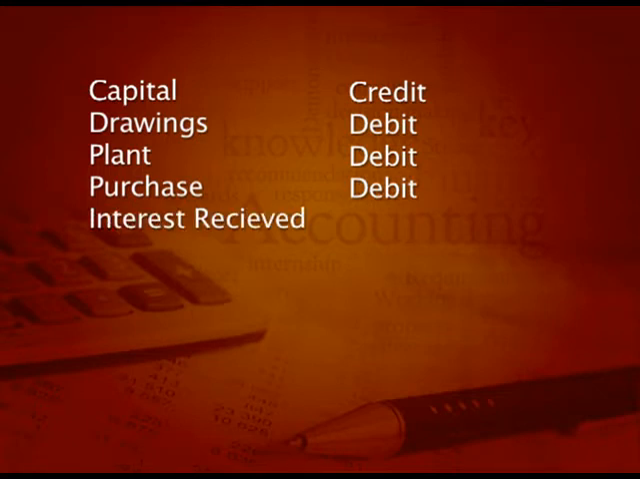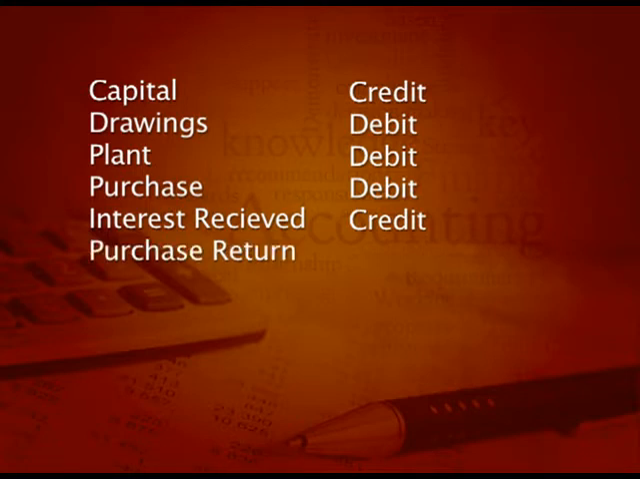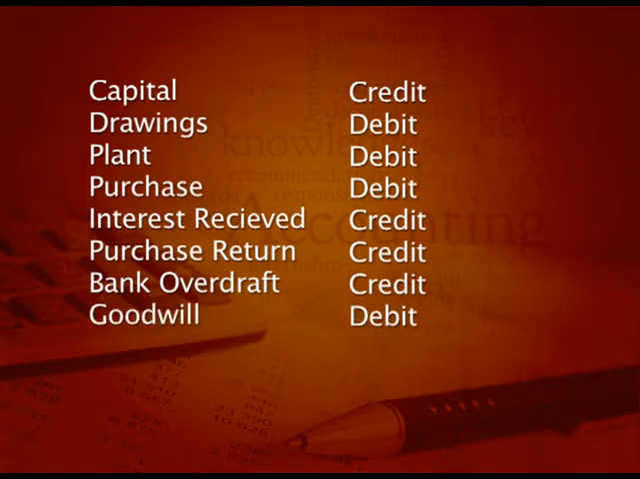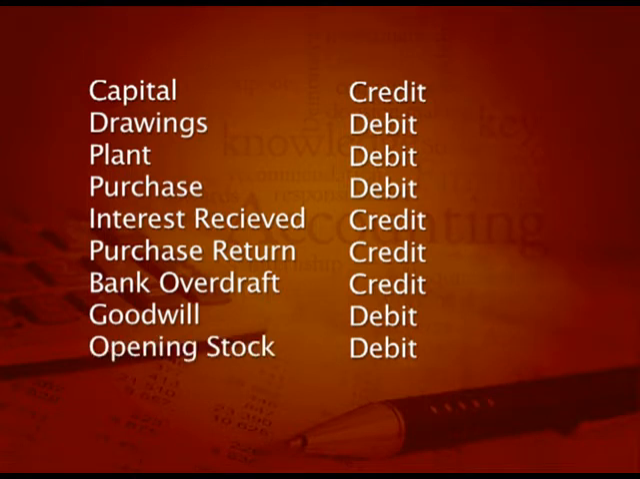Interest received, credit, because it is an income. Purchase return, yes, credit. Bank overdraft, yes, credit, it is a liability. Goodwill, debit, it is an asset. Opening stock, yes, it is debit. Salary, it is an expense, yes, debit.